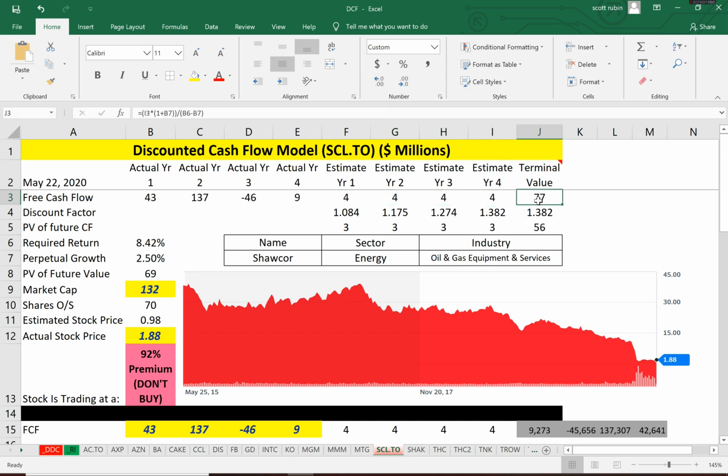So when we present value these numbers, we get a value of the company of 69 million. And when you divide it by the number of shares outstanding, the stock price we estimate at 98 cents. So it's trading at a significant premium, more than double the stock price. So the actual stock price is $1.88, and the intrinsic stock price is 98 cents.